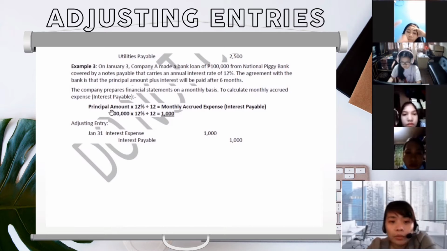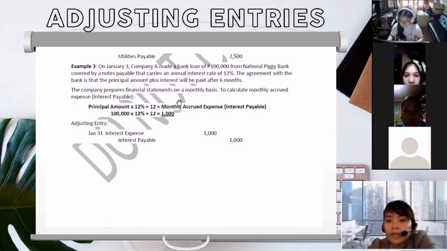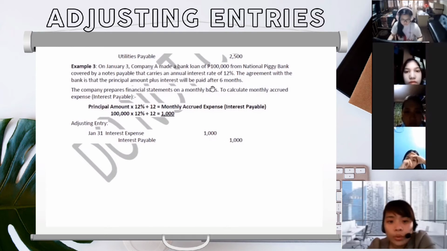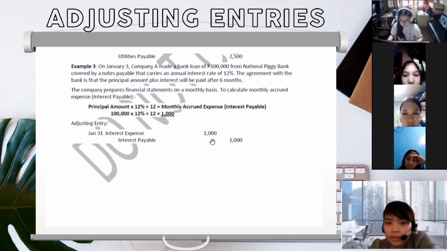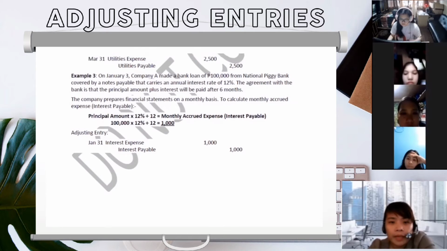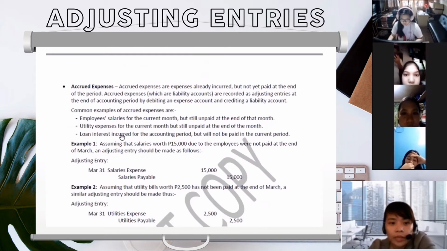So, magkano siya? Paano siya kinompute? Yung principal amount natin, which is 100,000, times 12% divided by 12. Sige nga, try nyo nga 100,000 times 0.12, divided by 12, 1,000. Okay, so ibig sabihin, 1,000 daw yung interest na babayaran mo per month. Okay? So, remember class, in our example, sabi dyan, loan interest incurred for the accounting period but will not be paid in the current period.